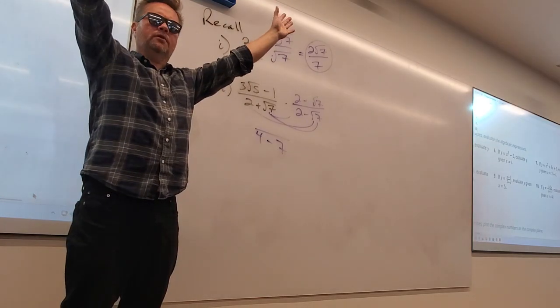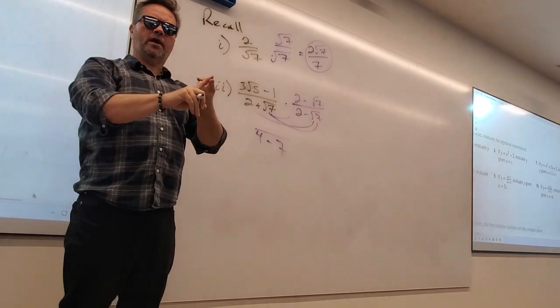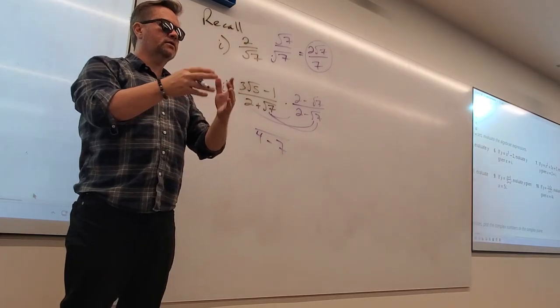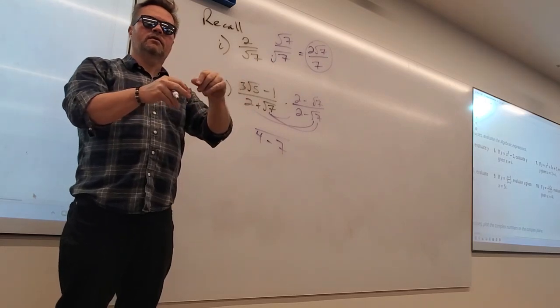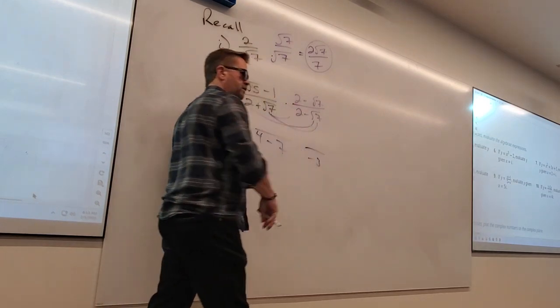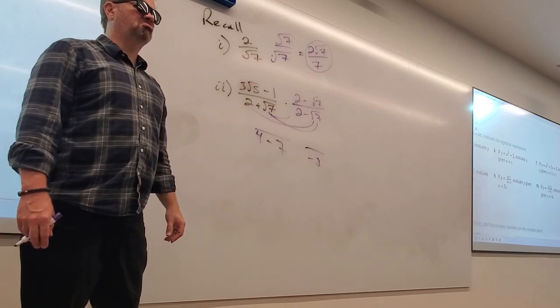By the way, I keep using that word. Does anyone know what rational means? A number pertaining to a ratio. Yes, so what kind of number is it? Fractions. For example, what do I get on the bottom? Negative 3. Is that a fraction? Yes, negative 3 over 1. So that is rational.